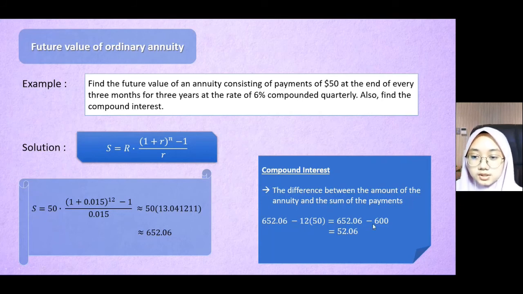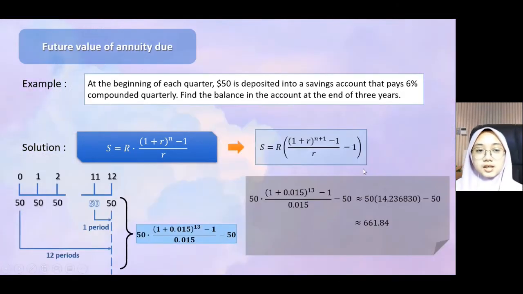So, and then we will get 600, and then you just have to subtract it with the amount of annuity, and then we will get $52.06, and this is the total of compound interest. Yes. And then next we will go to future value of annuity due.